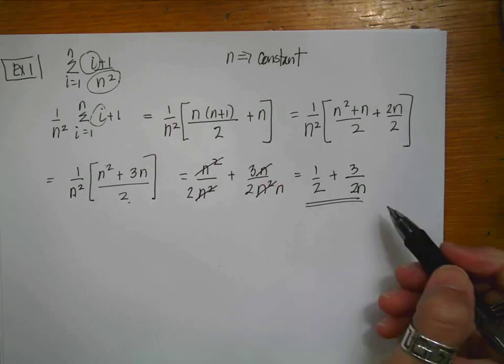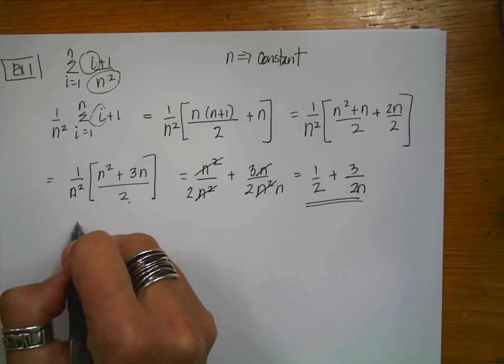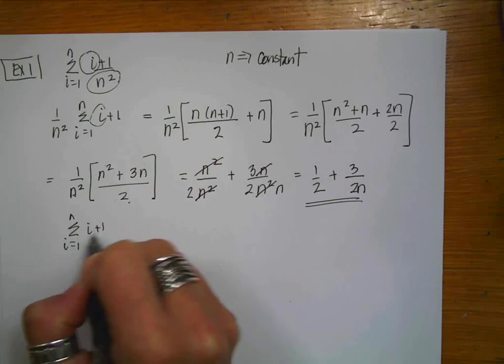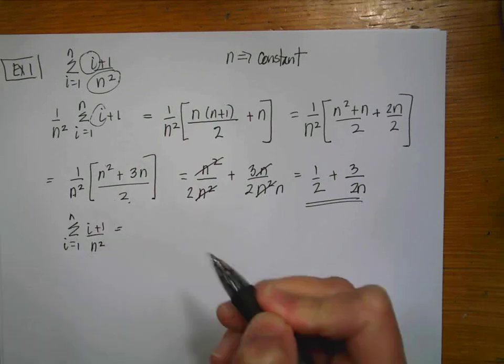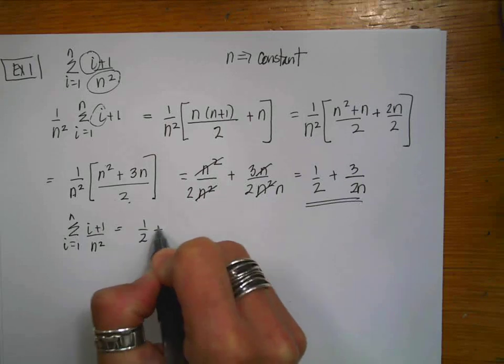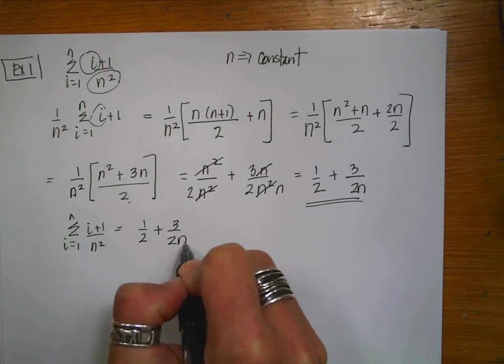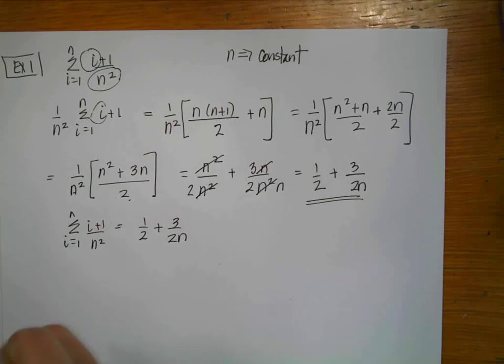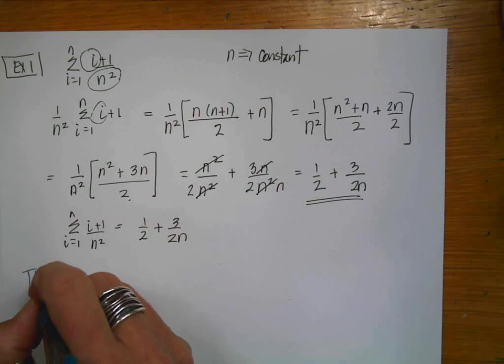Alrighty. I could leave it like this, or I could put it back together, but I'm just going to write that the sum from i equals 1 to n of (i plus 1) over n squared is going to equal a half plus 3 over 2n. And that's where I would stop. So now what I want to do is I want to talk about a little bit of theory.